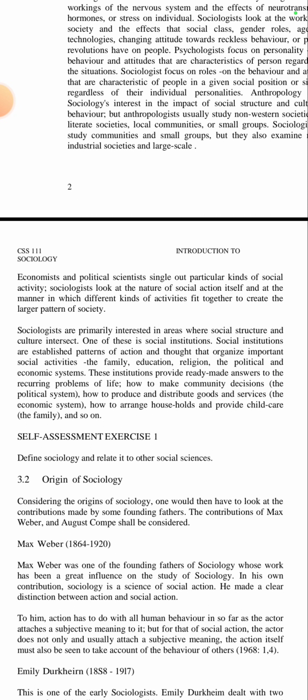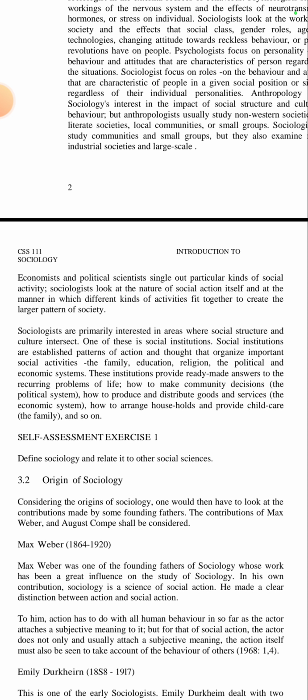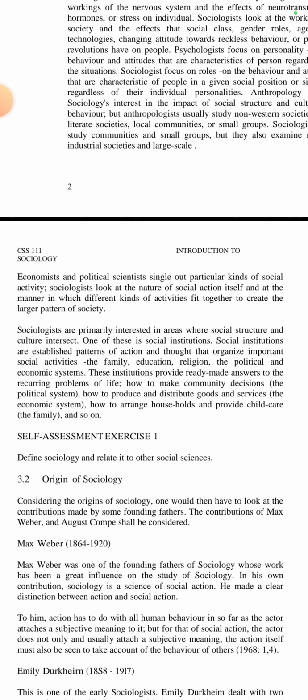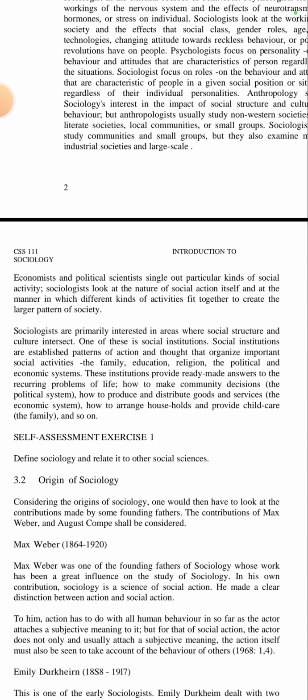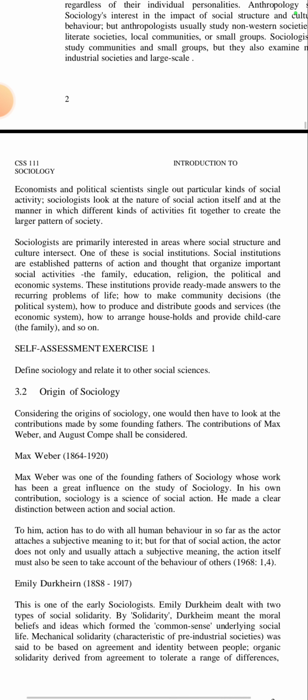Now, sociologists are primarily interested in areas where social structure and culture intersect, where they join together. One of these is social institutions. Social institutions are established patterns of actions and thoughts that organize important social activities: the family, education, religion, and political and economic systems. These institutions provide ready-made answers to recurring problems of life: how to make community decisions, how to produce and distribute goods and services, how to arrange households and provide child care. Now we have the origin of sociology.